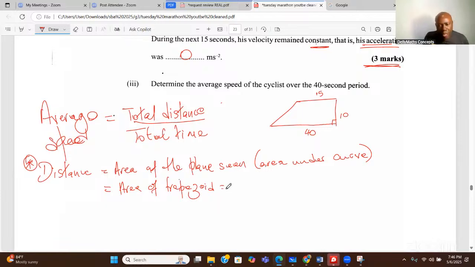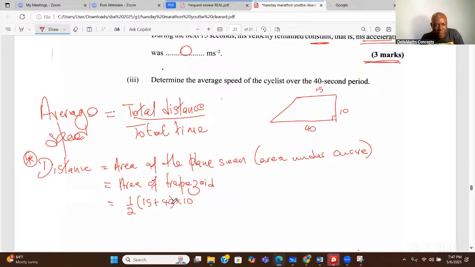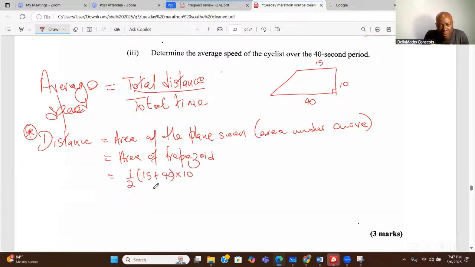The area of the trapezoid is equal to half the sum of the parallel sides times the height. That's it. So I'm working out the distance first before we go back to the formula.